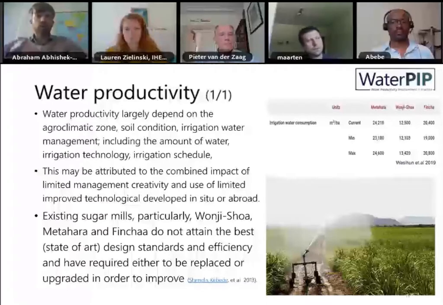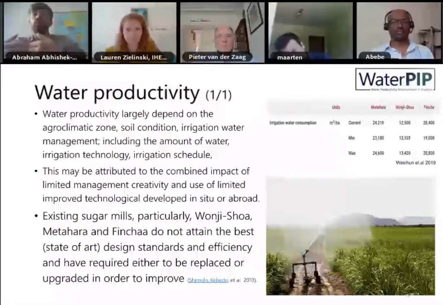So going back to the third point, the existing sugar mills, particularly in Wonji Showa, the sugar mill that Abera was actually presenting, and another one which we are investigating as well, Fincha. They do not attain the best, or let's say, state-of-the-art design standards and efficiency. And they are required to be replaced or upgraded in order to improve. You know, as also highlighted by the research that has been conducted, the studies, as also highlighted by what Abera was mentioning.